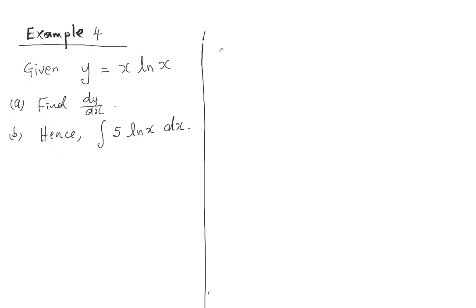So the answer to A: y equals x ln x. So this is your u, this is your v. So dy dx equals v u prime plus u v prime. All right? Okay. So I got ln x plus 1.